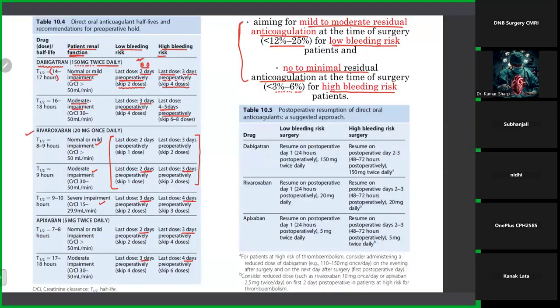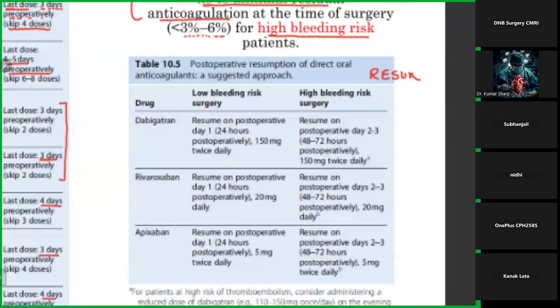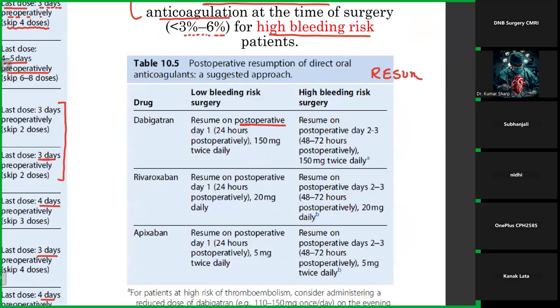Now you have stopped the drug. Now this was the stop column. Now when are you going to resume the direct anticoagulant therapy? Dabigatran, resume on POD1, 24 hours post-operatively, dose remains the same, 150 mg BD. High risk, high bleeding risk, POD 2 or 3, 48 to 72 hours. This is like the same management that we were doing for warfarin, 48 to 72 hours post-operatively, 150 mg twice daily.